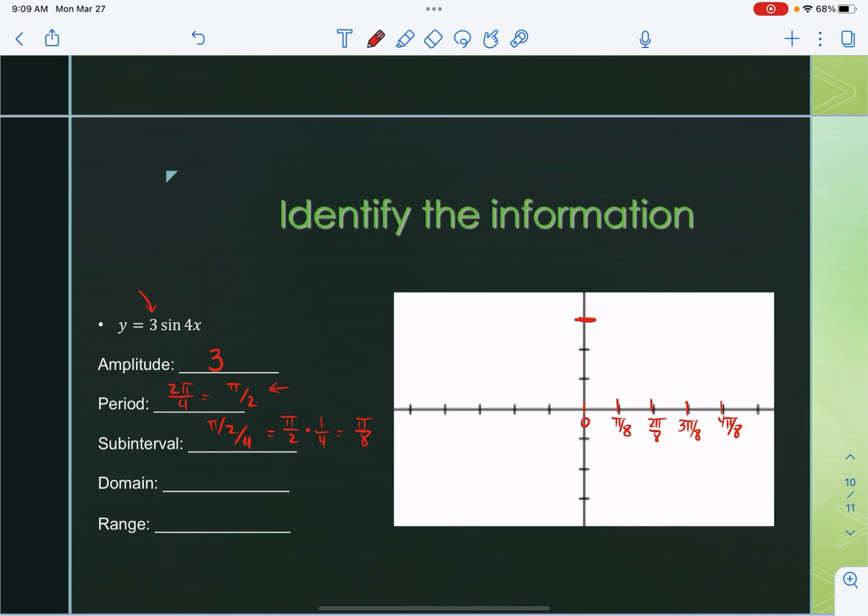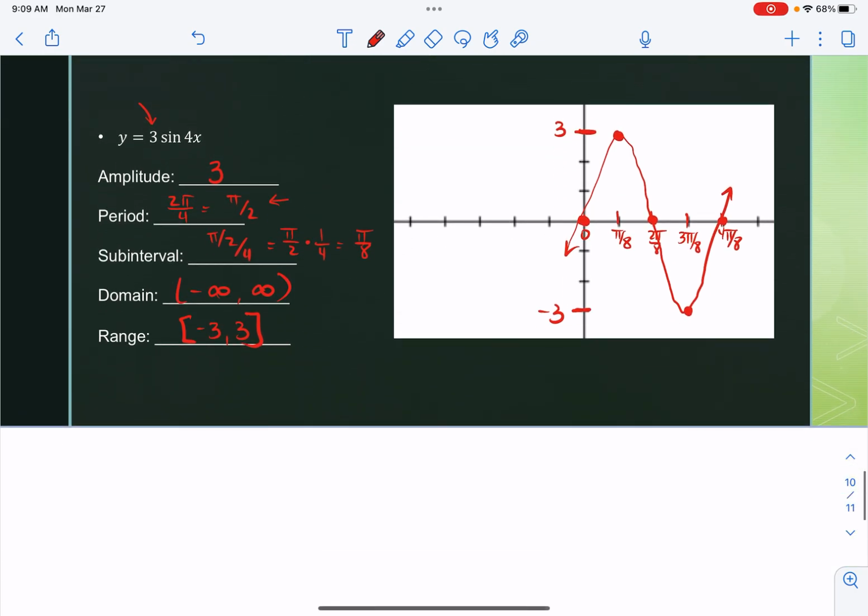So this time it's going to go as high as 3, as low as negative 3, because that's our amplitude. So we start at 0. This is still increasing. So at pi over 8 times 4 is pi over 2. Sine of pi over 2 is 1 times 3 is 3. Notice that it is going to oscillate. So it is going to go up and down again. So you got to make sure that every mark has a point, and then you go ahead and graph it. The domain is negative infinity to infinity, and the range is from negative 3 to 3. Good job. Just make sure to continue practicing this.